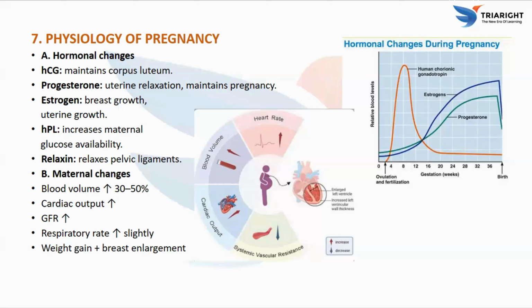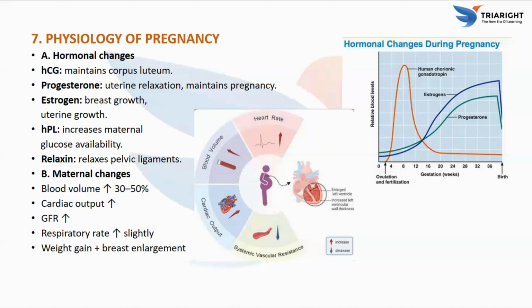Progesterone relaxes the uterus, which prevents contractions. So this maintains the pregnancy. It helps breast development for the milk. And progesterone is produced by the corpus luteum in the early phase, later on by the placenta in the later phase. And estrogen hormone helps breast growth. It supports uterine growth as the baby grows. It increases the blood flow to the uterus and placenta.